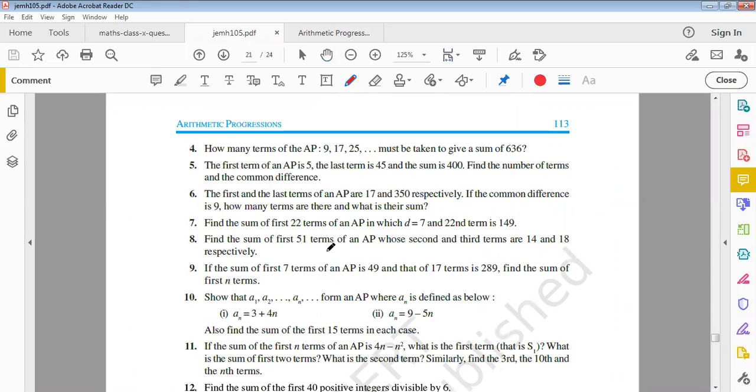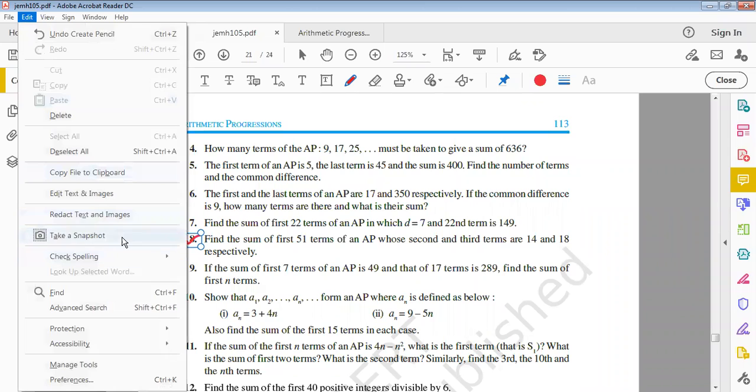Find the sum of the first 51 terms of an AP whose second and third terms are given as 14 and 18 respectively. The second term is given, the third term is given. Then we are supposed to find the A and D values. Then we can find the sum of 51 terms.